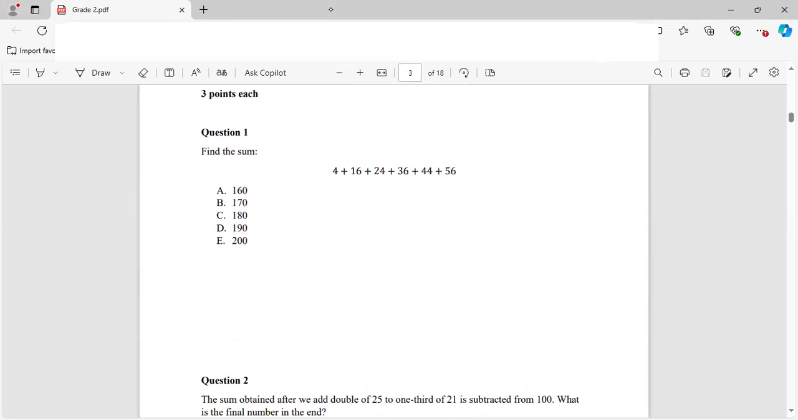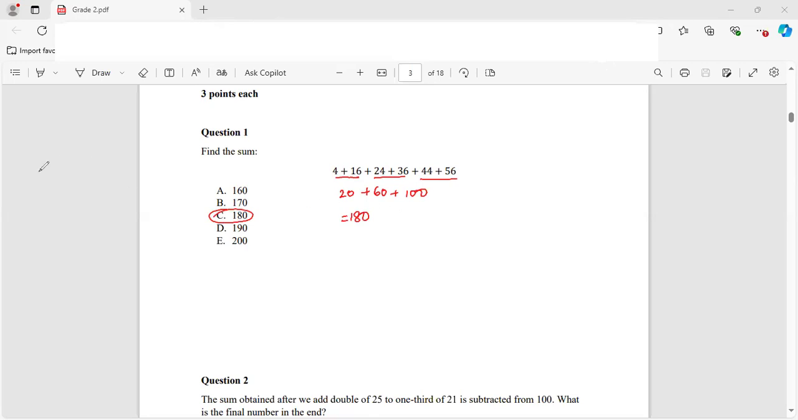Question number 1, find the sum of these numbers. So how we do it is, add this up, look for numbers which give you 10 or multiples of 10. So here you get a 20, this is 60, and this is 100. So you get 100 plus 60 plus 20, which is 180. So that is option C.